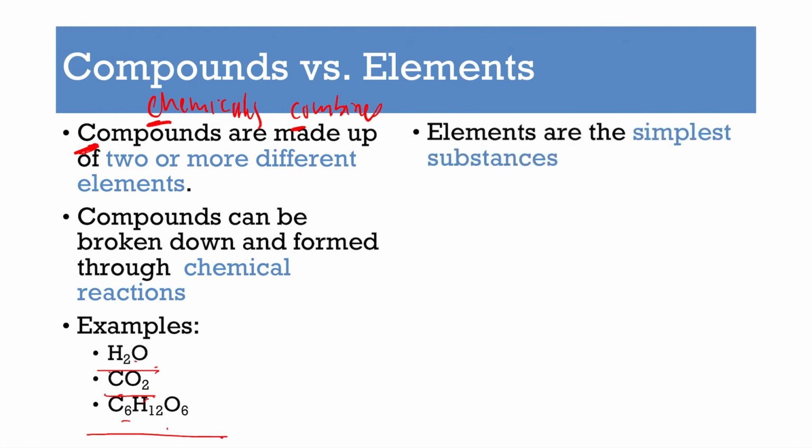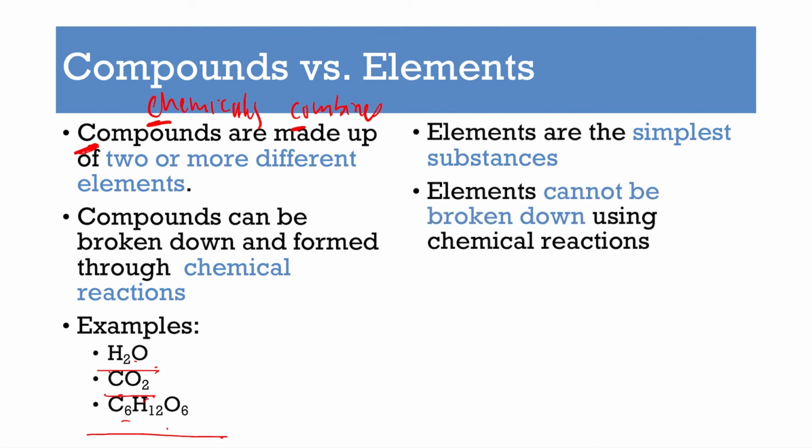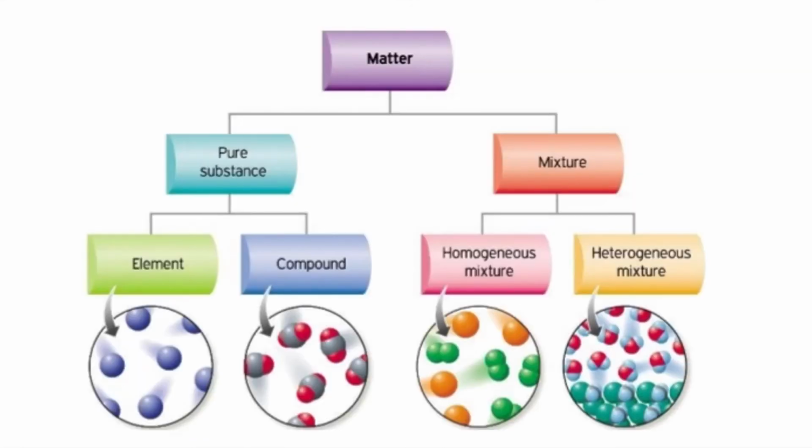Now, elements, on the other hand, are the simplest form or the simplest substance. Now, elements cannot be broken down by chemical reactions. And some examples are O2, which is oxygen, Ne, which is neon, and C, which is carbon. Now, we'll get into this later on. Oxygen is O2. So you have two of the same elements stuck together. That's still an element. Again, things we'll get into later on. Compound is two or more different elements. Element is one element.